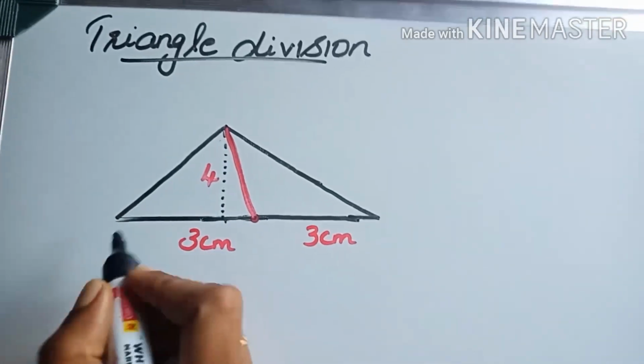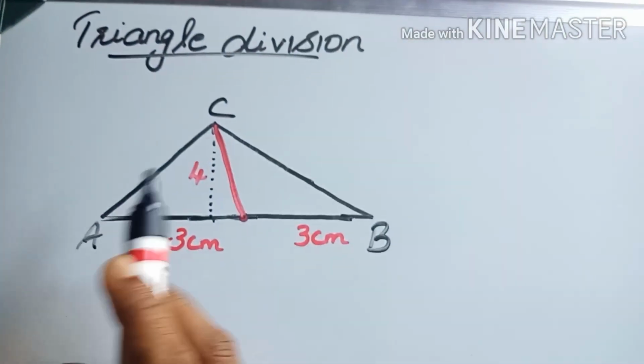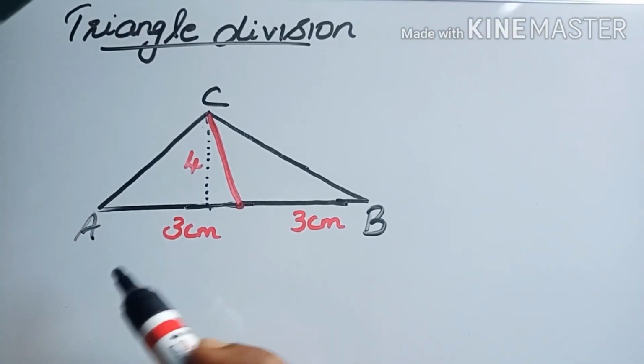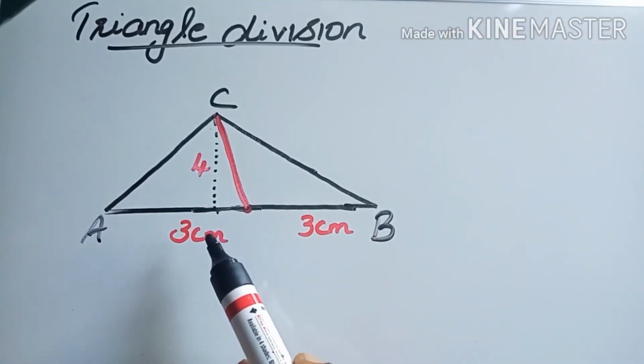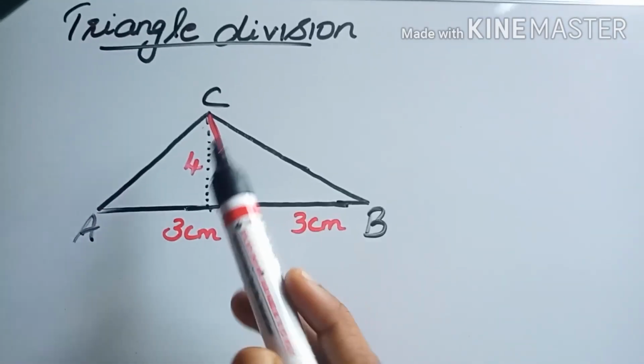Consider the triangle. The name is A, B, C. So this is a triangle. Now, the height of this triangle is 4 centimeter. 4 centimeter is the height of this triangle.